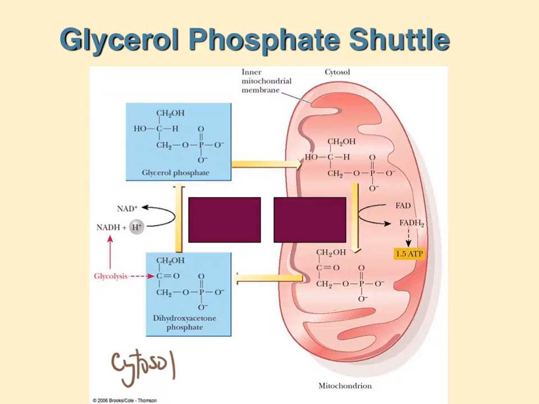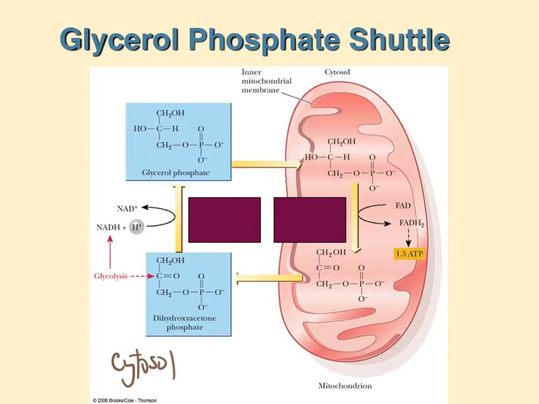Okay, so we have DHAP. The DHAP in this instance comes from one of two places. We get it from glycolysis, but it can also come from the inside of the mitochondria because it can go back and forth through the transporter there. What's the only difference between DHAP and glycerol phosphate? Right, we have a carbonyl here, and what is it in glycerol phosphate? It's a hydroxyl, an OH.